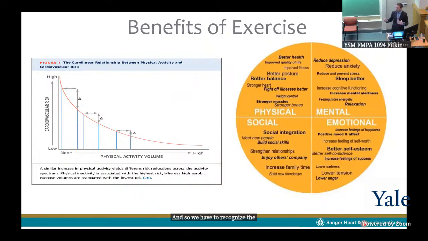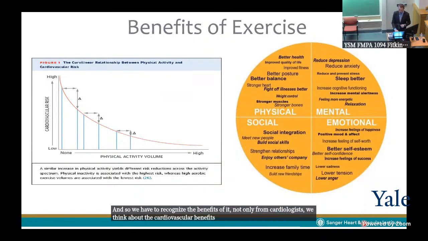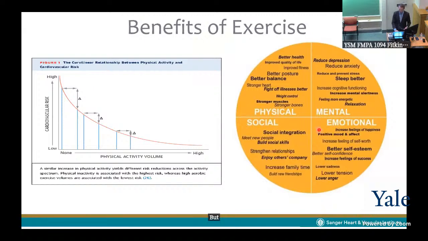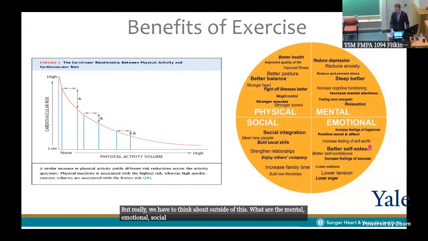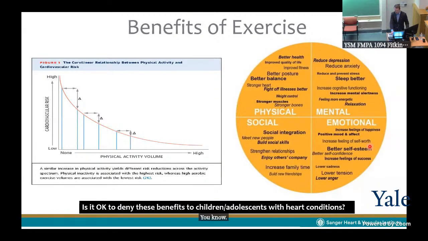Not only from cardiologists, we think about the cardiovascular benefits of exercise all the time, but really we have to think about outside of this. What are the mental, emotional, social benefits of exercise? And so, is it okay to deny these benefits to young adolescents with borderline disease, where we just want to feel more comfortable when we're giving them advice?